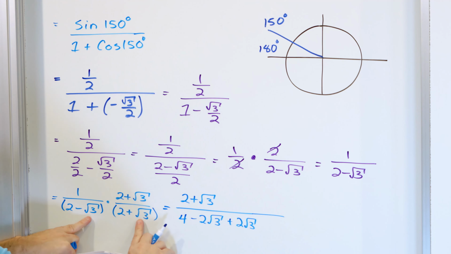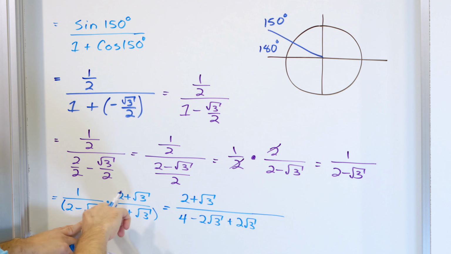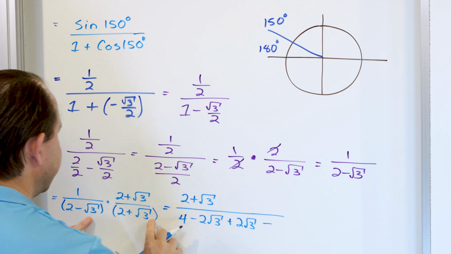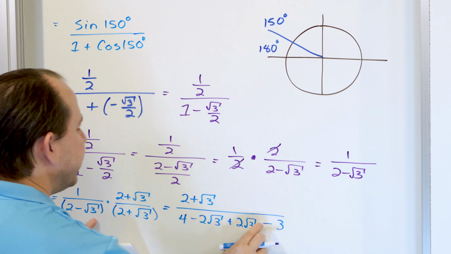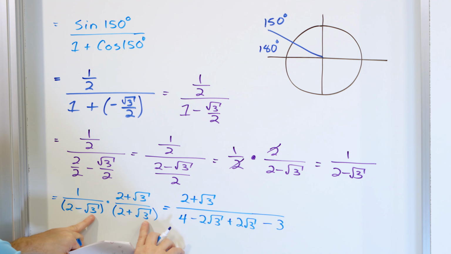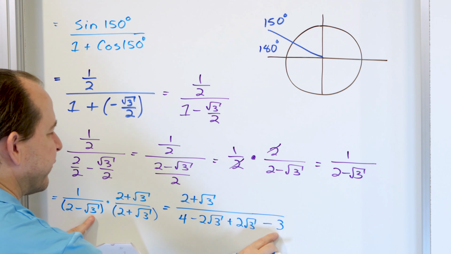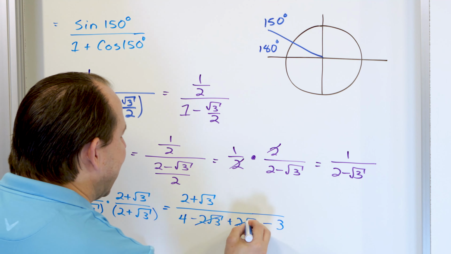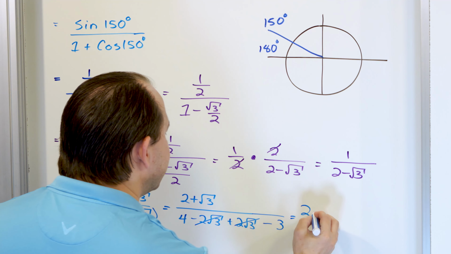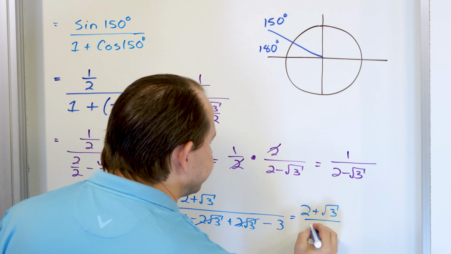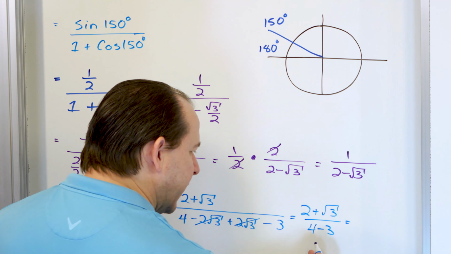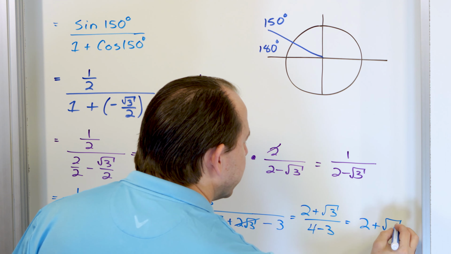And then over here, here's where you have to think. You have negative times positive, which means you're going to have a negative sign here. But then you have square root of 3 times square root of 3. That, when you multiply under the radical, will be square root of 9, but the square root of 9 is just the number 3. So the negative sign comes from the sign, and then radical times radical gives you square root of 9, which is 3. Now these actually cancel. So on the top, you're going to have 2 plus square root of 3 over 4 minus 3, which is just 1. So the whole thing is 2 plus square root of 3.